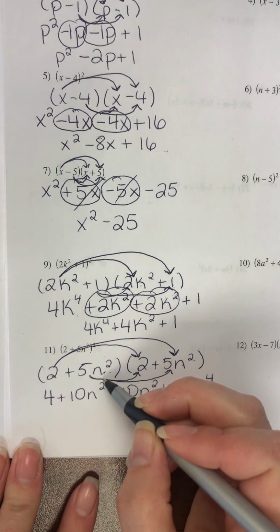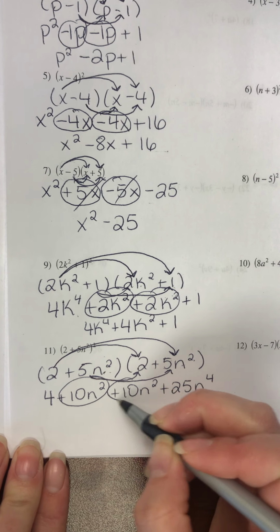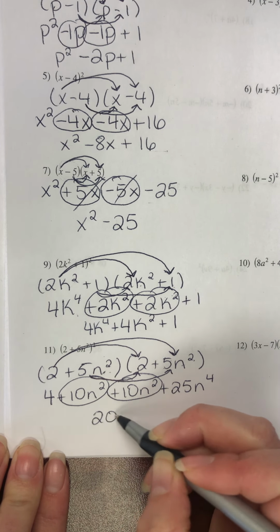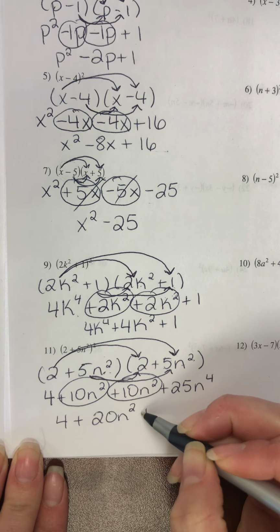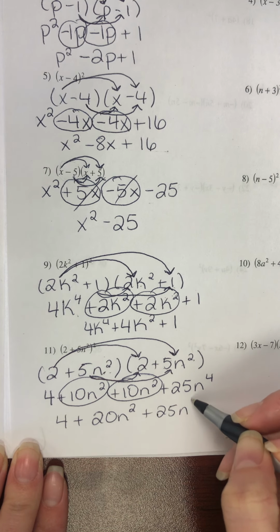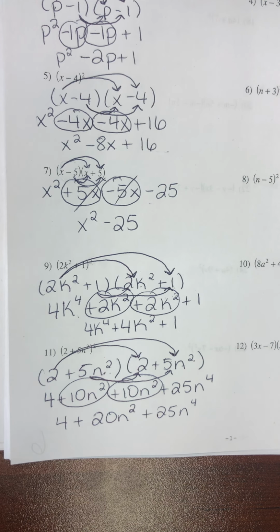Combine my like terms. So I have 10n squared plus 10n squared, which gives me 20n squared. And I carry down the other terms I didn't use.